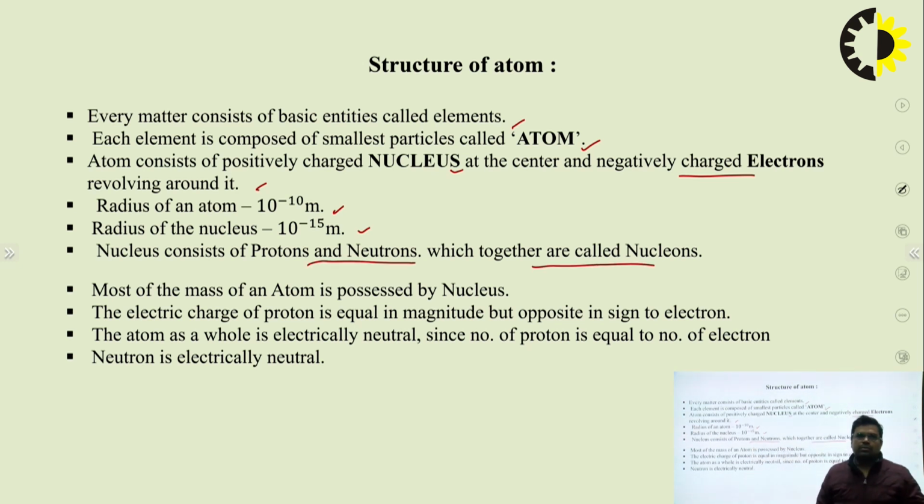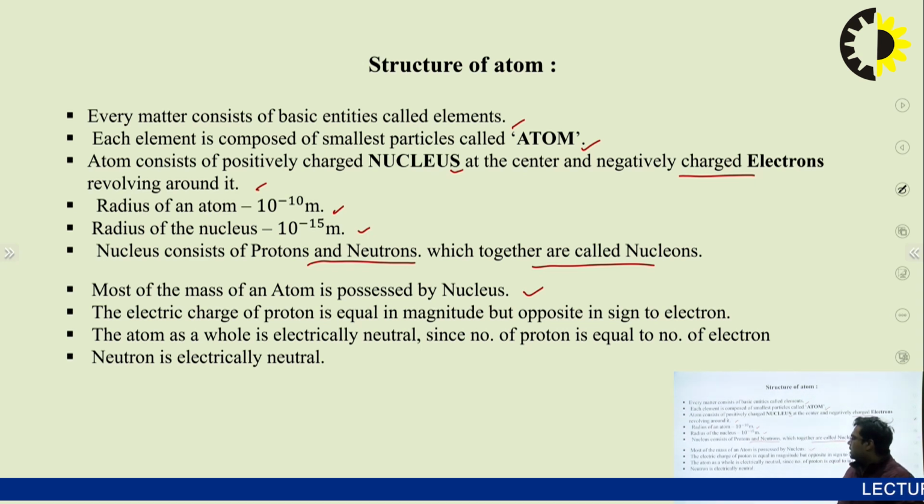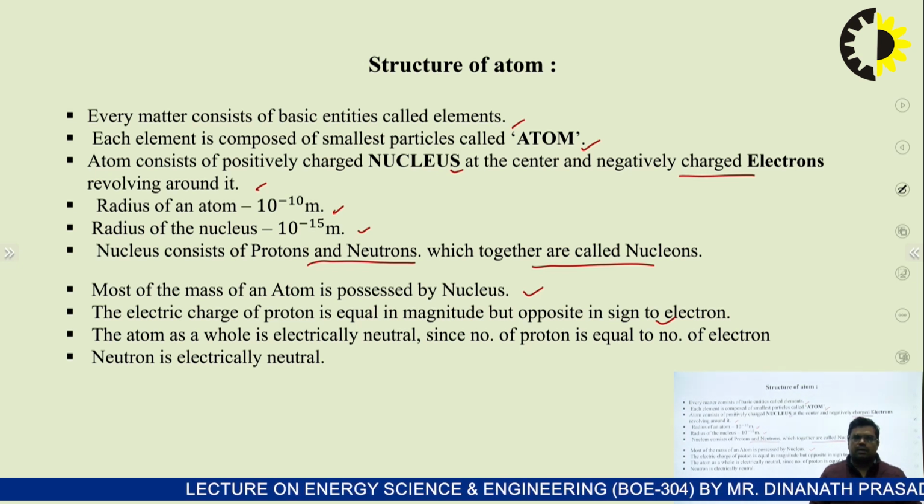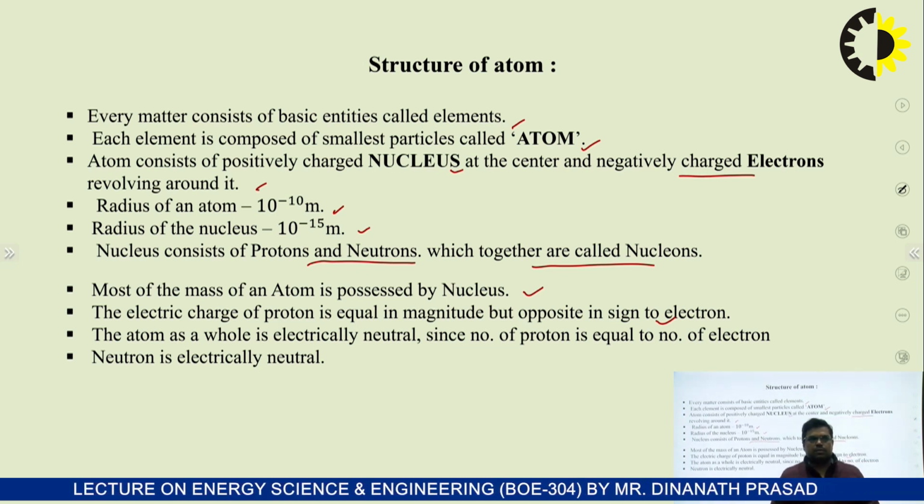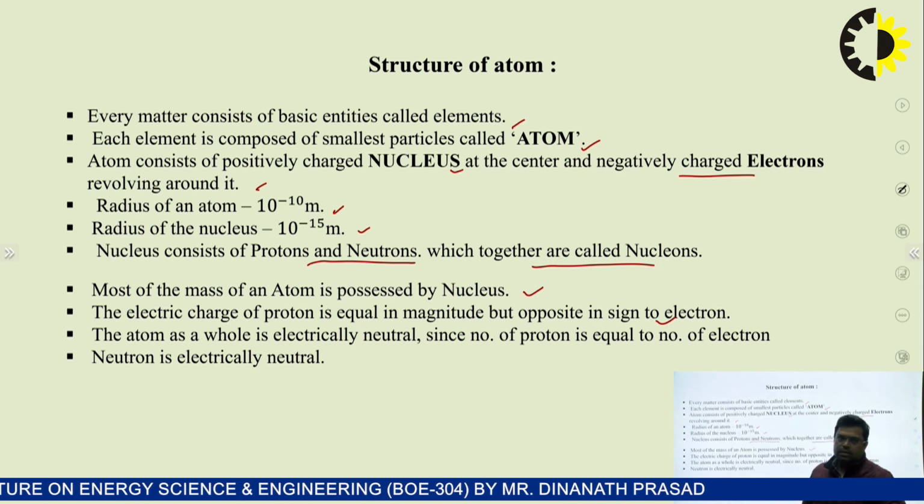Another thing to notice is that most of the mass of the atom is possessed by the nucleus. The electric charge of a proton is equal but opposite in sign to that of the electron, and the atom as a whole is electrically neutral because the number of protons and electrons are equal. So this is electrically neutral.